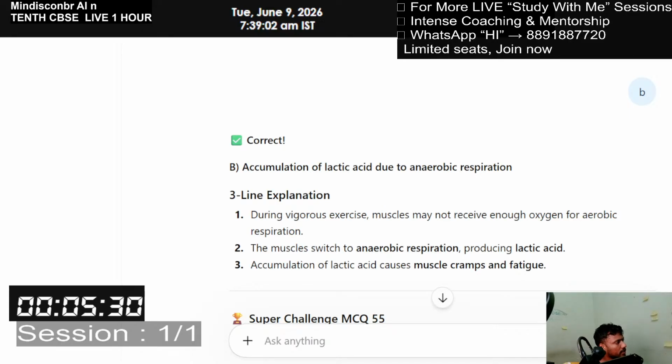During vigorous exercise, muscles may not receive enough oxygen for aerobic respiration. The muscles switch to anaerobic respiration producing lactic acid. Accumulation of lactic acid causes muscle cramps and fatigue.